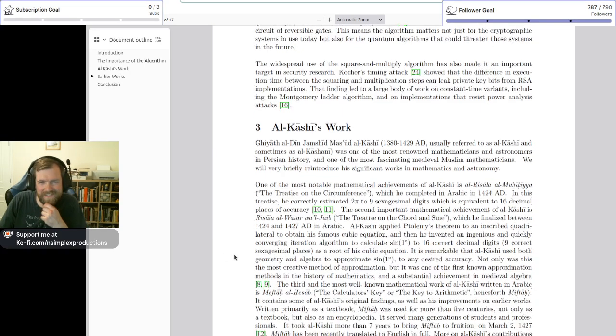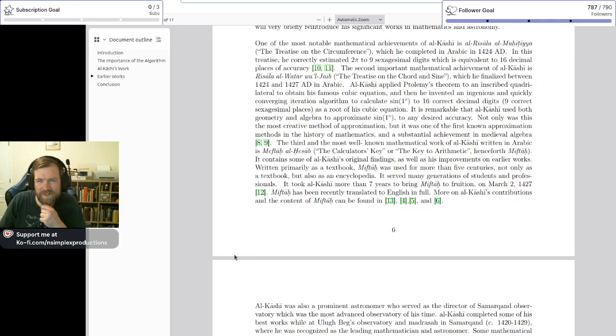One of the most notable mathematical achievements of Al-Kashi is Al-Risala al-Muhitiyya, treatise on the circumference, which he completed in Arabic in 1424. In this treatise he correctly estimated 2 pi to 9 sexagesimal digits, which is equivalent to 16 decimal places of accuracy.